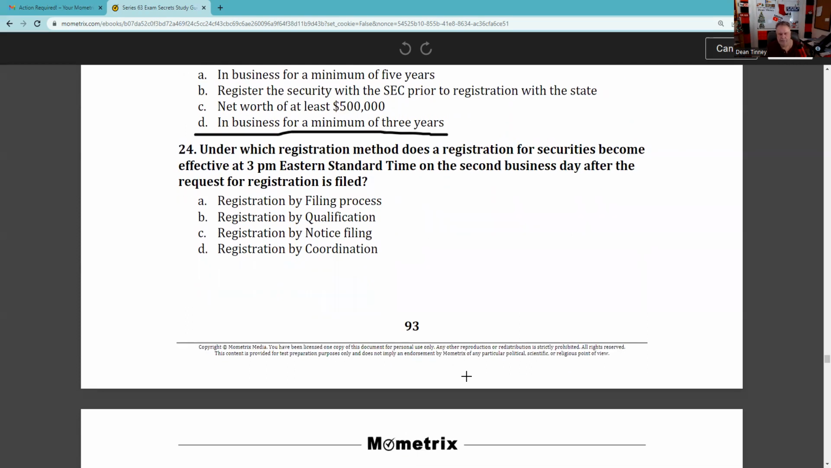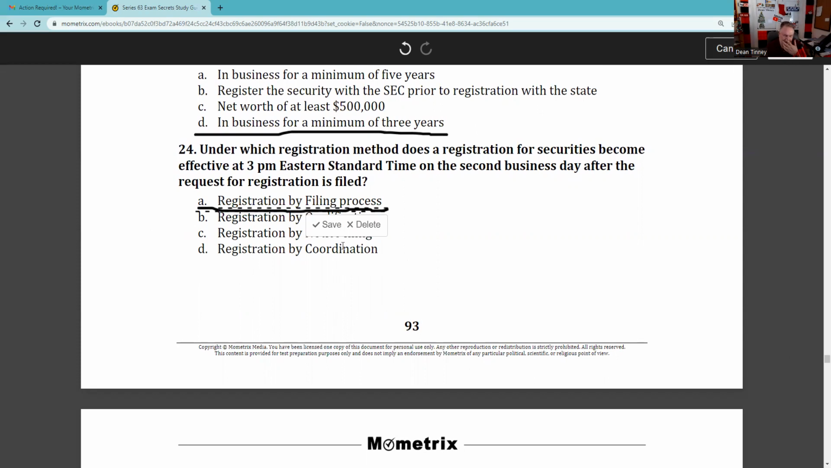Under which registration method does a registration for securities become effective at 3 p.m. Eastern time on the second business day after the registration is filed? Again, I just think this is kind of a stupid test question. I told you, I don't think you're going to see that.